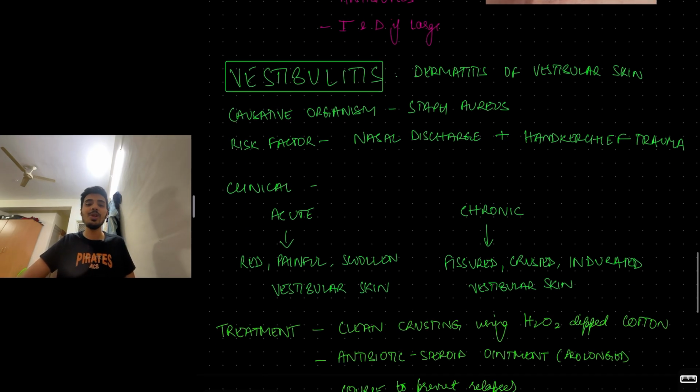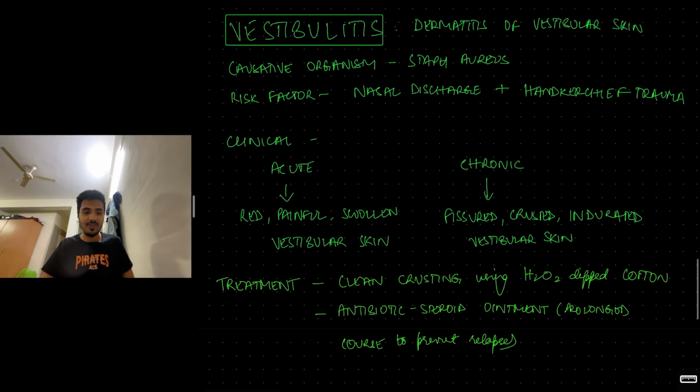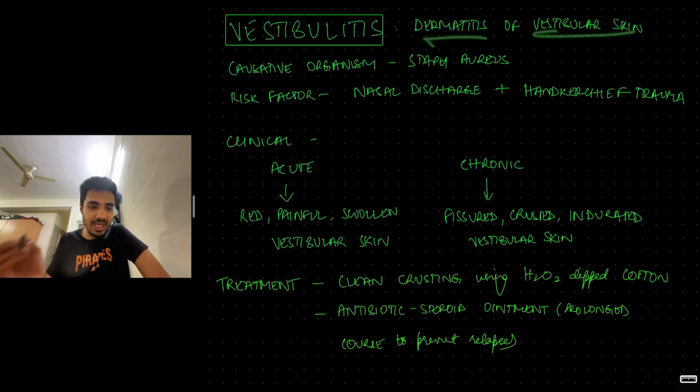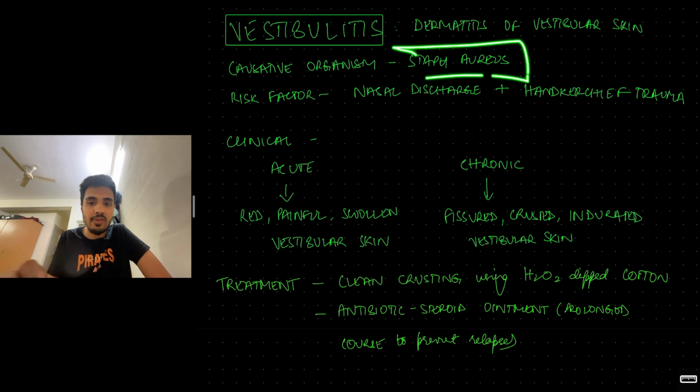And then coming to vestibulitis. The name sounds as if it is just inflammation of the vestibule. Basically it is dermatitis of the vestibular skin. Vestibule is lined by what? Skin. So the inflammation of the skin of the vestibule is vestibulitis. Once again, the causative organism is Staphylococcus aureus.